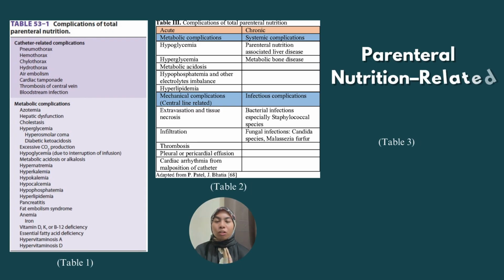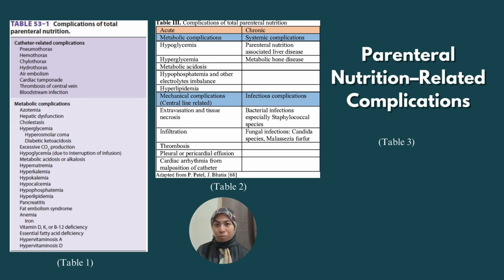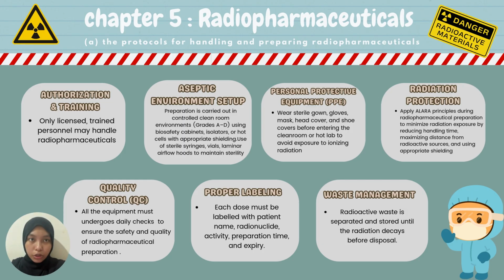These are the tables of parenteral nutrition-related complications that summarize the types of complications associated with parenteral nutrition and their management as discussed in the previous slides. Now let's move on to Chapter 5, which is about radiopharmaceuticals.